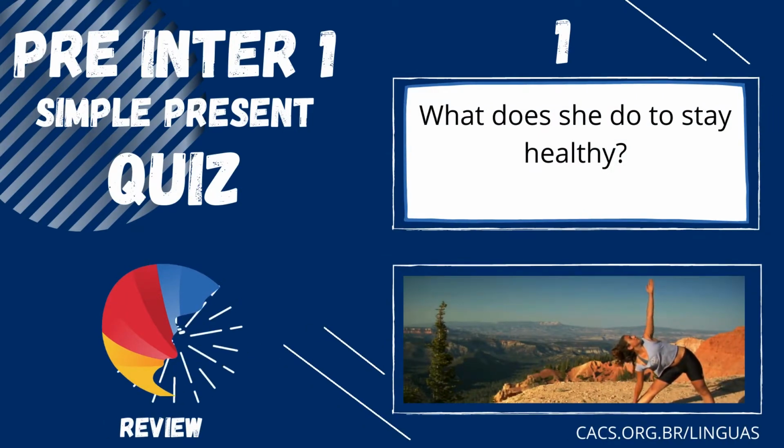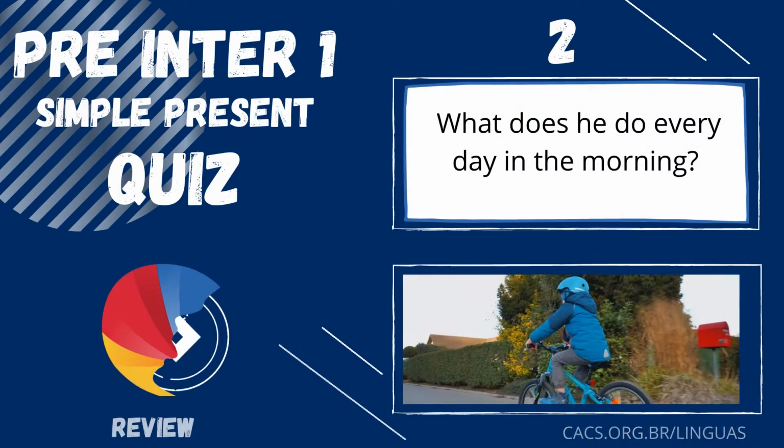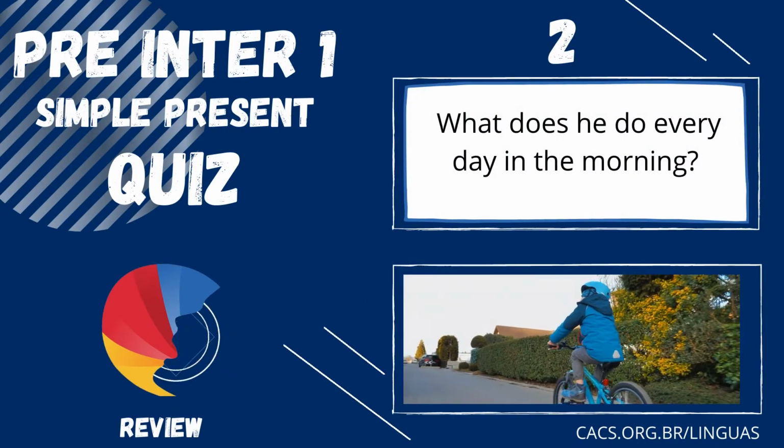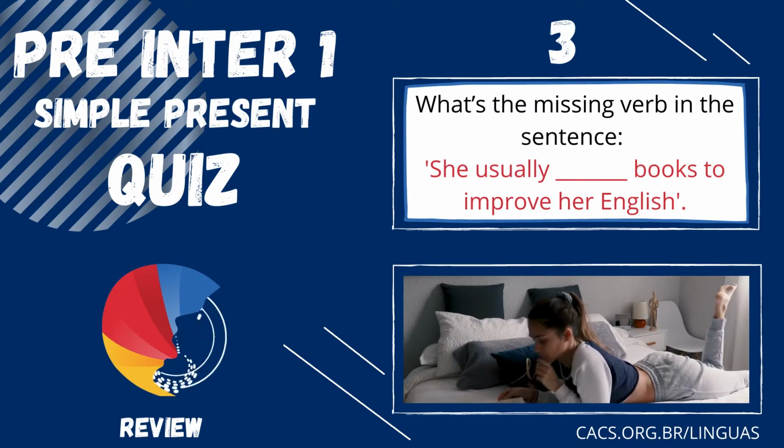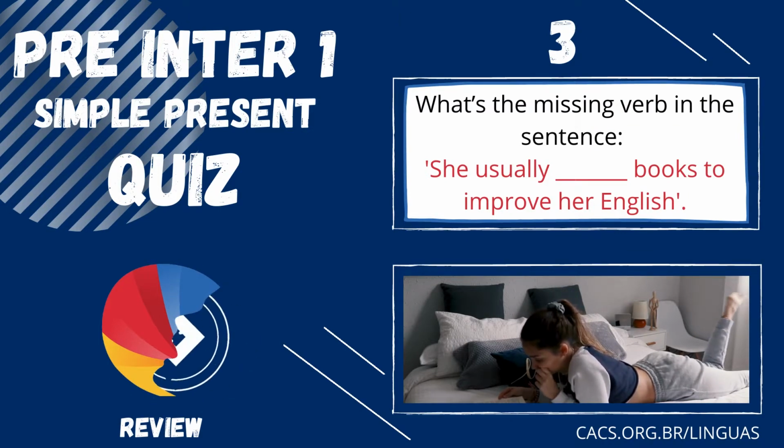1. What does she do to stay healthy? 2. What does he do every day in the morning? 3. What's the missing verb in the sentence? She usually blank books to improve her English.